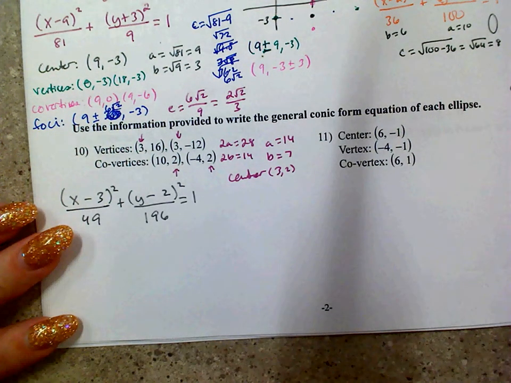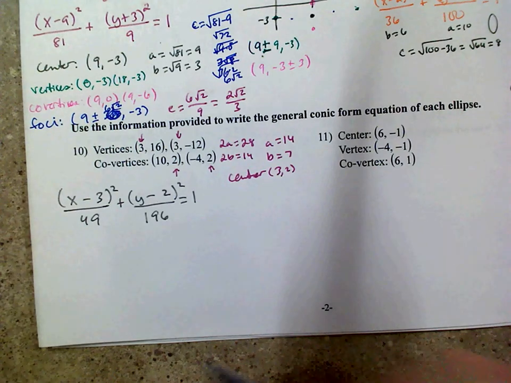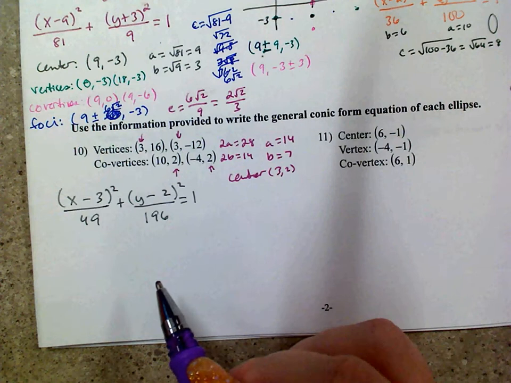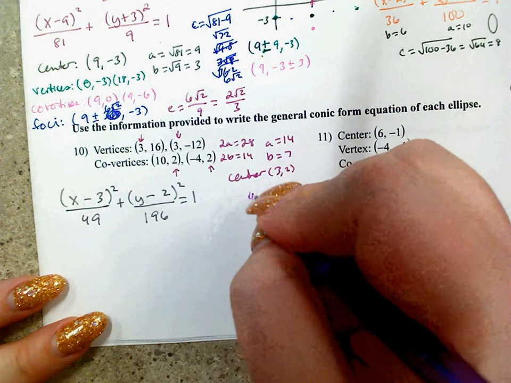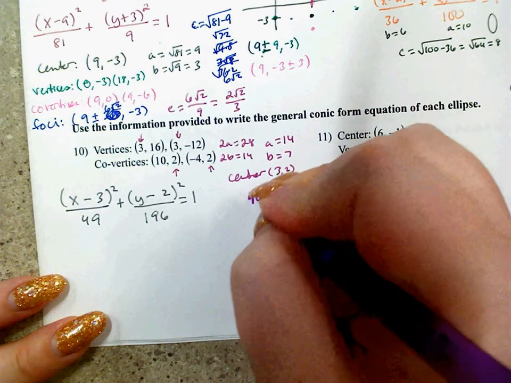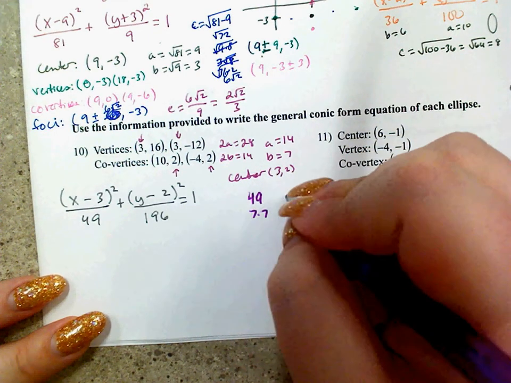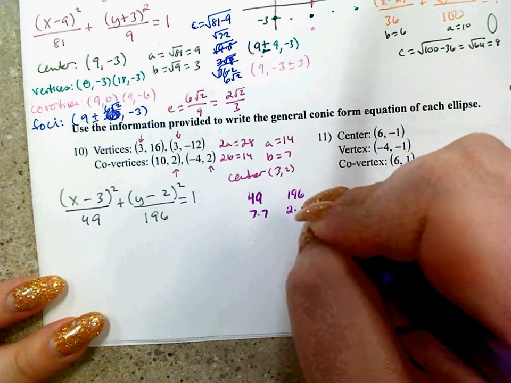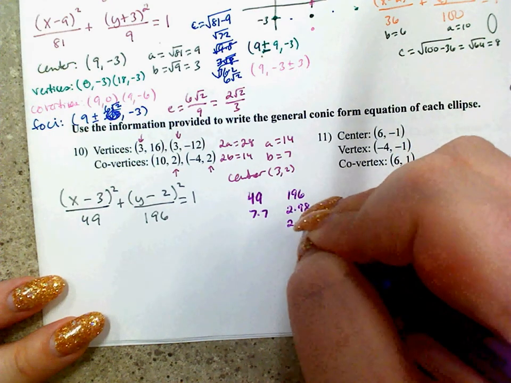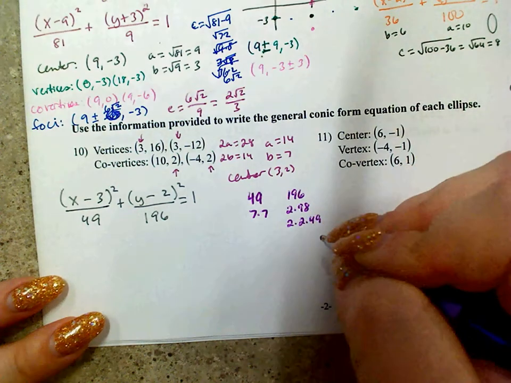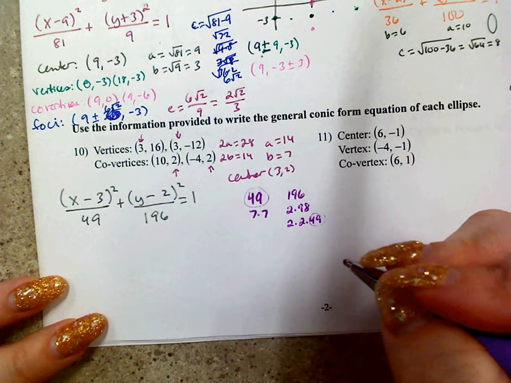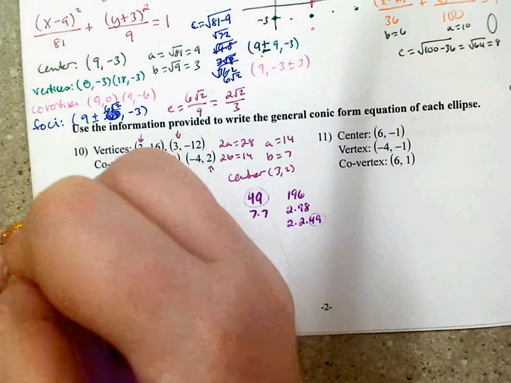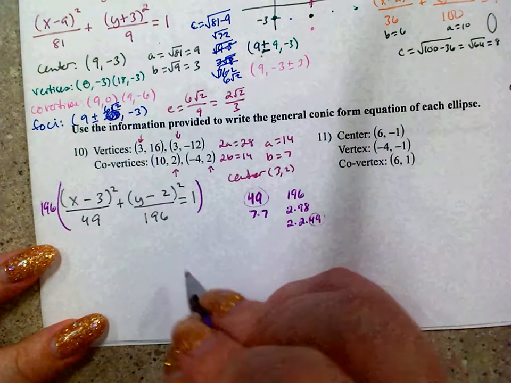So the next thing you need to do is multiply by the smallest number that both 49 and 196 go into. I'm pretty sure 49 times 4 gives me that, but we'll check it. So 49 is 7 times 7. 196 is 2 times 98, which is 2 times 49. So 49 actually goes into 196 4 times. So then what we're going to do is multiply by 196. 196 is the smallest number that 49 and 196 go into.